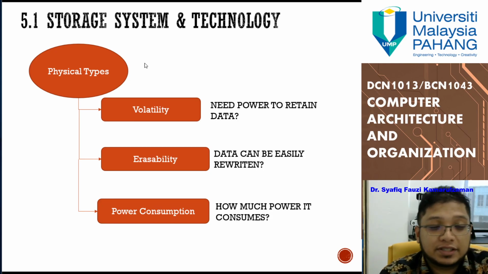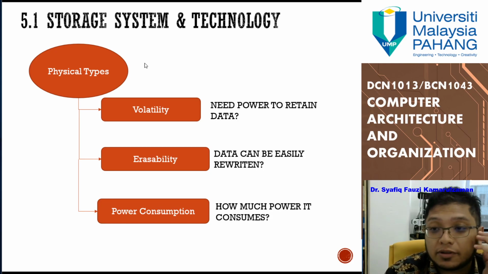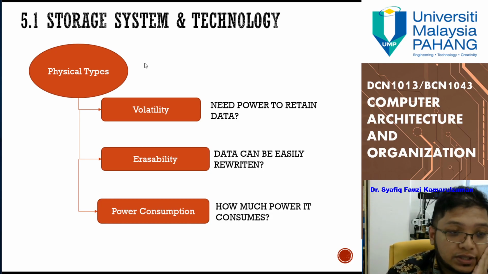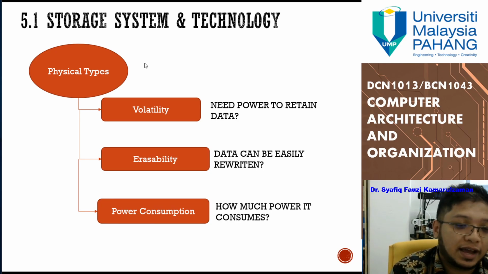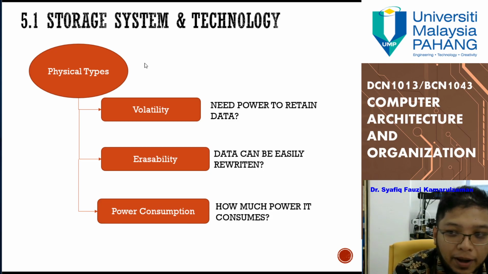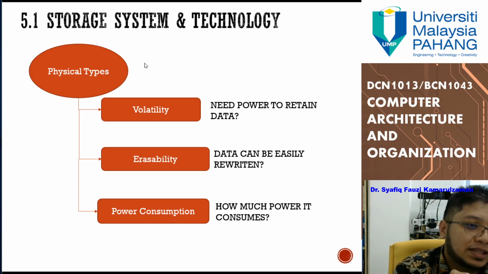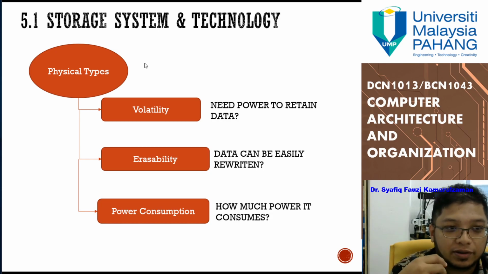So this one is the physical types of the memory. We have three types of physical types that you need to consider, and the first one is volatility. Volatility means that it's either volatile or non-volatile. Does it need power to retain the data? If it needs power to retain the data, it's a volatile memory. If it does not need power to retain the data, it's a non-volatile memory.